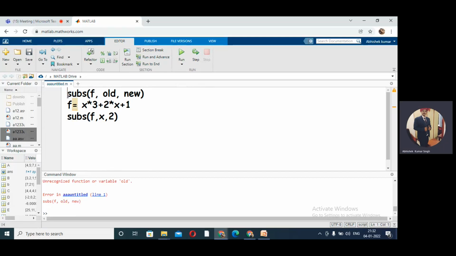Okay, this one is not taking. Sorry, this is not part of the program. I have just written it for the explanation. So now you see, yes, 11. Good. So subs in that f, x replaced by 2. This is the subs command. I think it's clear.